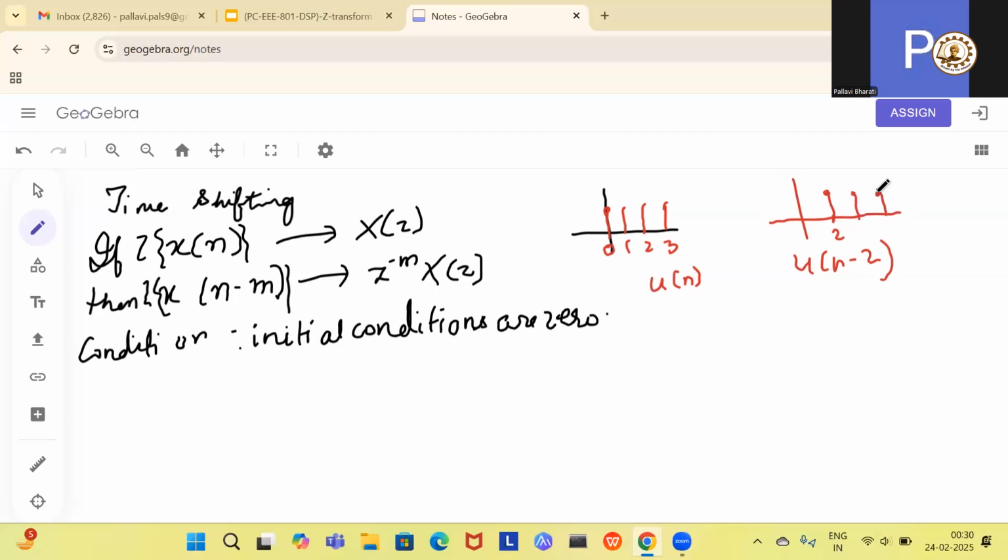Right? So 2, 3, 4, and 5. There were 4 things here. So the 0 will go to 2, 1 will go to 3, 2 will go to 4, and 3 will go to 5. So now this signal is u[n minus 2]. Now, if you do the left shifting of the signal, u[n plus 2], in that case, what is going to happen? The signal is going to shift towards the left. So now it's going to start from minus 2, minus 1, 0, and 1.